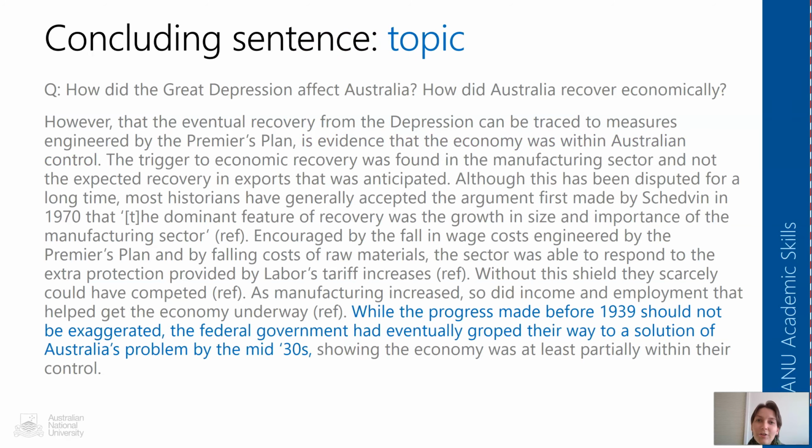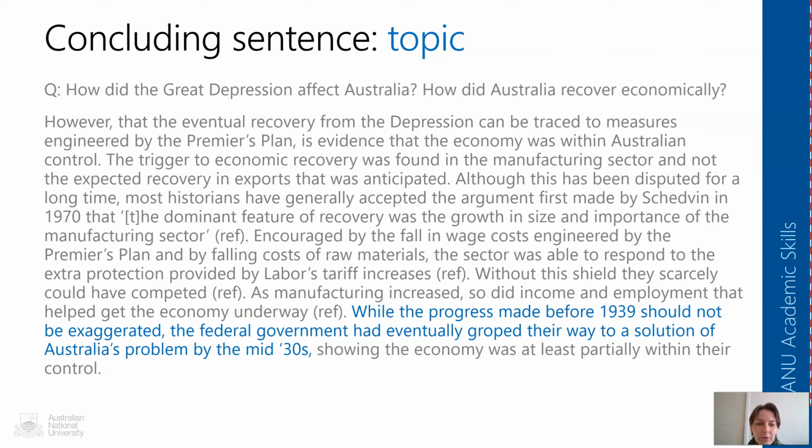Then in the concluding sentence, what we have is a summary of what they were saying in this paragraph. So again, they're reiterating the topic. So we're looking at the federal government, and they were talking about the Premier's plan in here as well, but they haven't actually mentioned that in the concluding sentence, so they could do a little bit more to say we're looking at the Premier's plan.